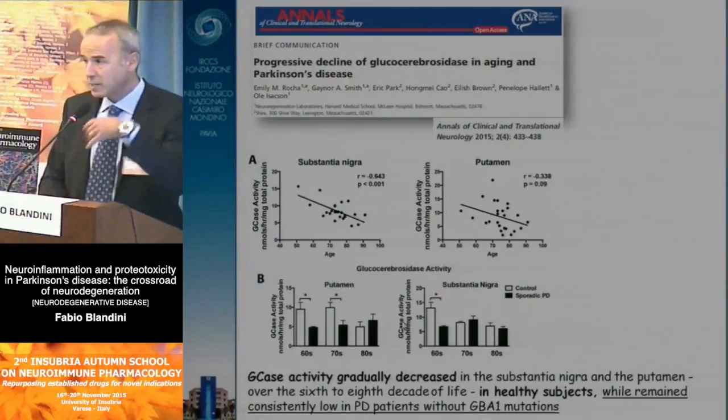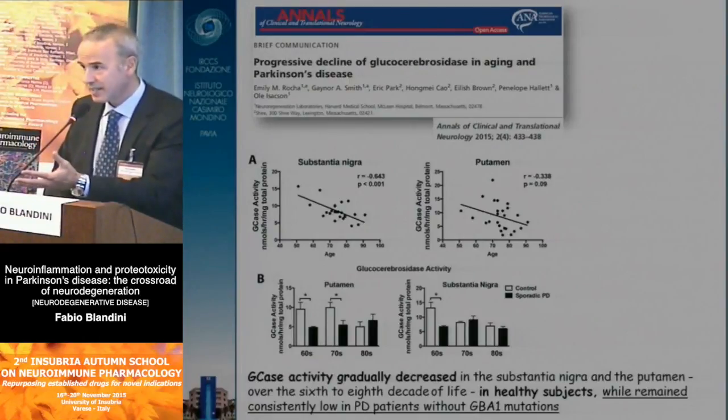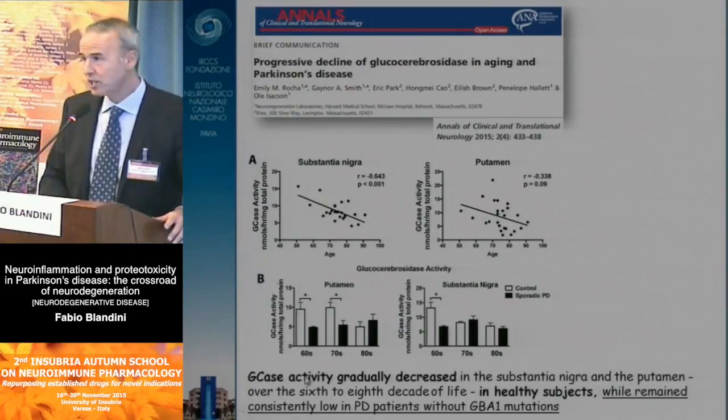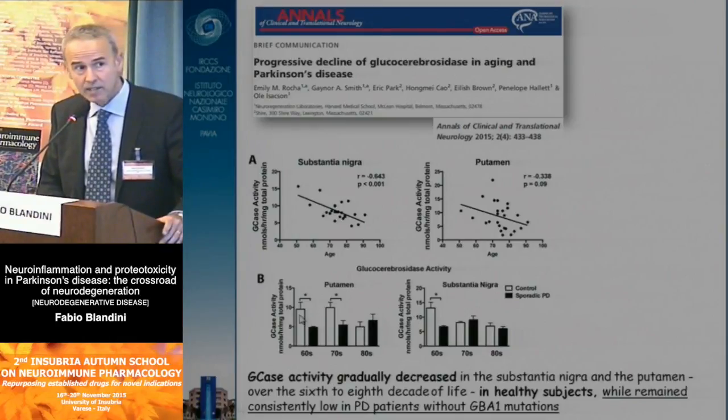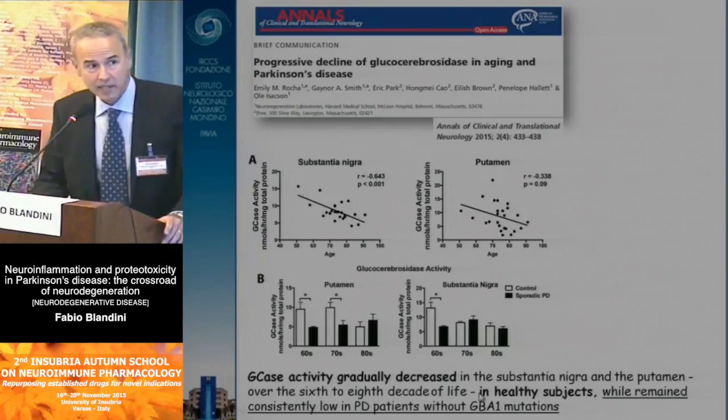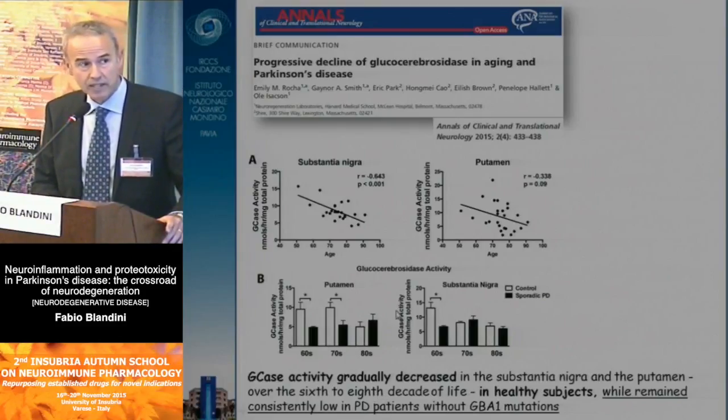This is a report that has pushed this item even further, suggesting that actually GCase might start to decrease with age, even in normal people, in the areas that are mainly involved in Parkinson's disease, so in the putamen and the substantia nigra. So while in Parkinsonian patients, the levels of GCase in this study remain consistently low, in normal subjects, there would be an age-dependent decrease in the activity of this enzyme.